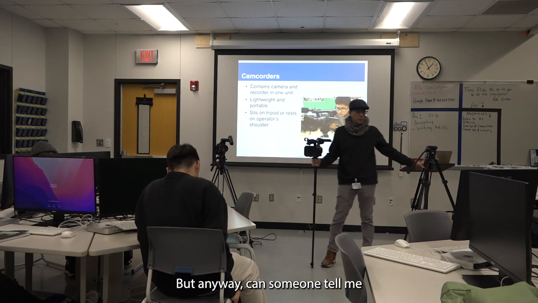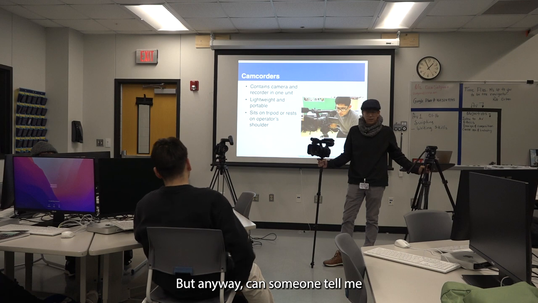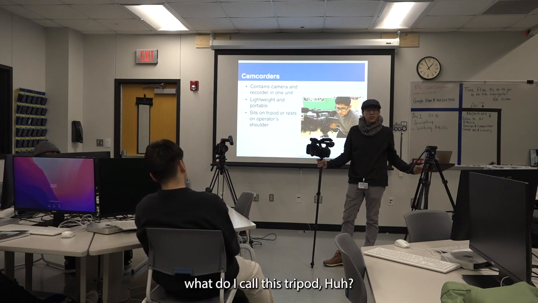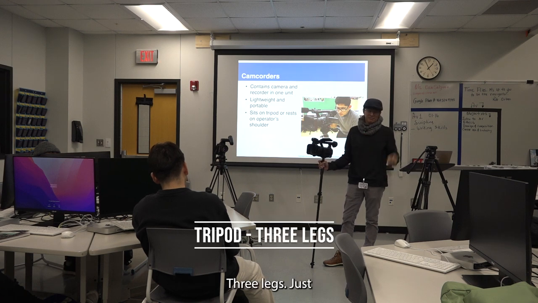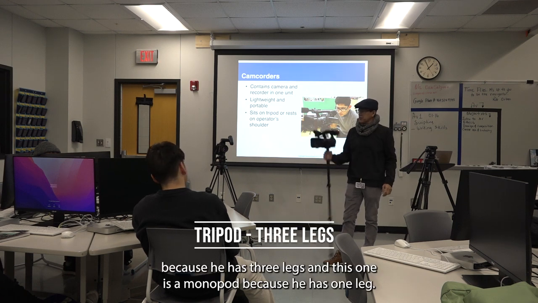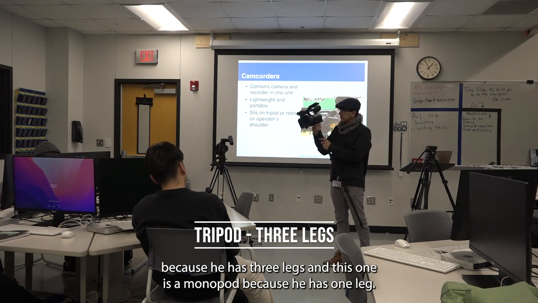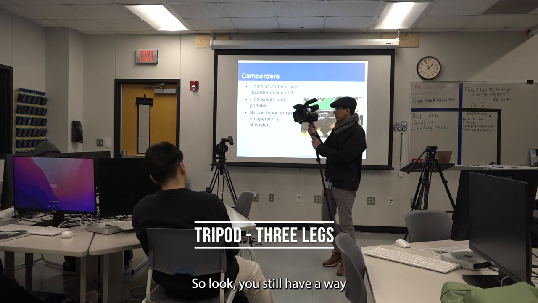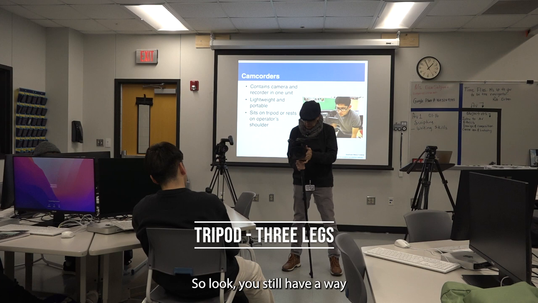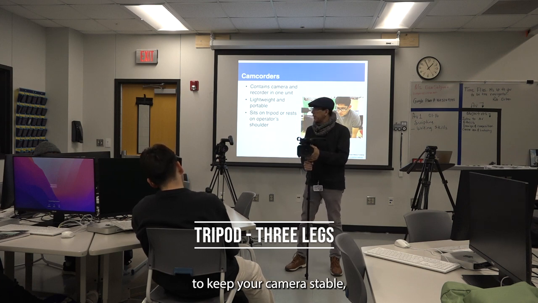Why do I call this a tripod anyway? Can someone tell me? What do I call this tripod? Huh? Three legs. Because it has three legs. And this one is a monopod because it has one leg. So, look, you still have a way to keep your camera stable.